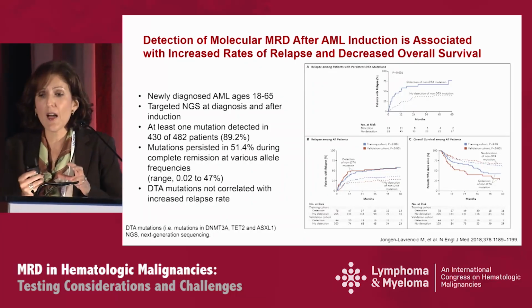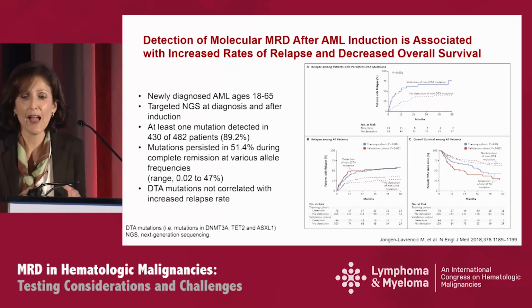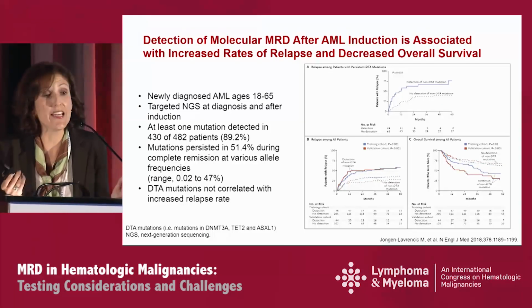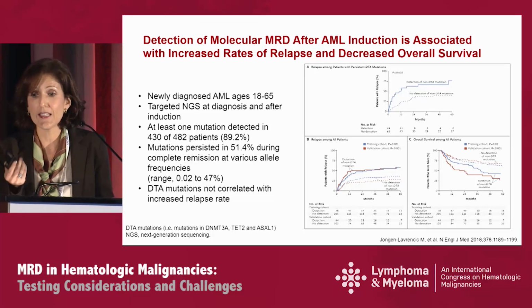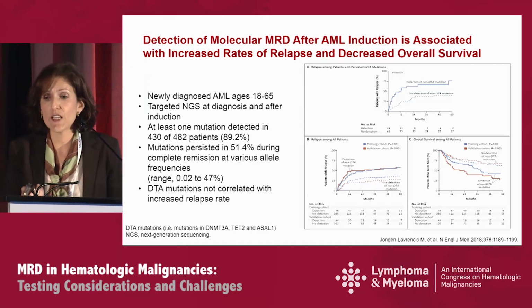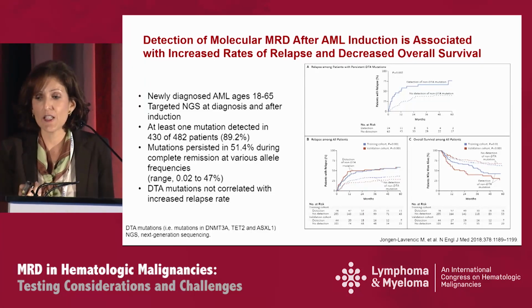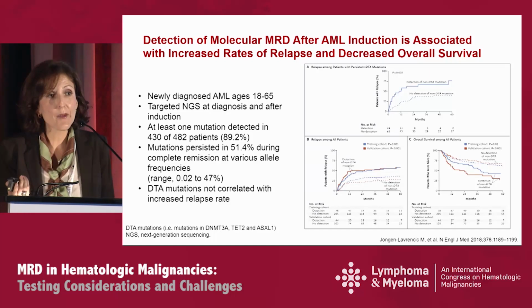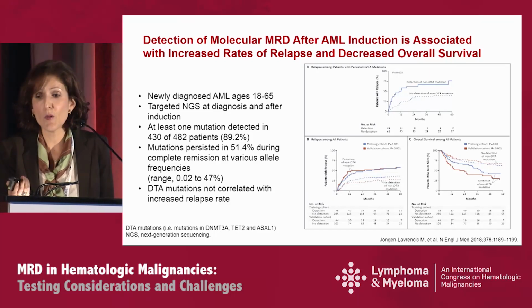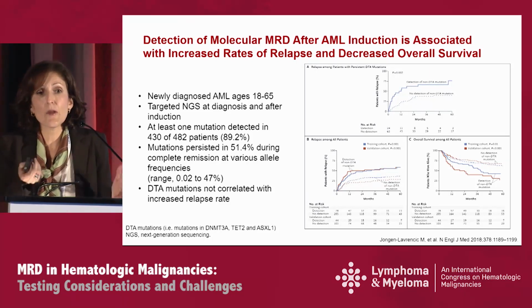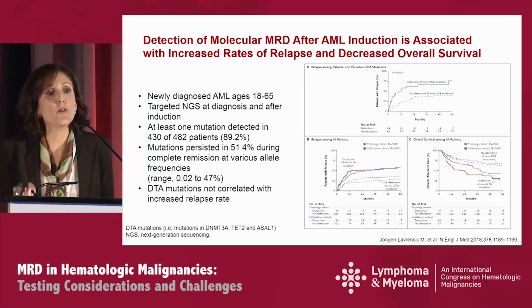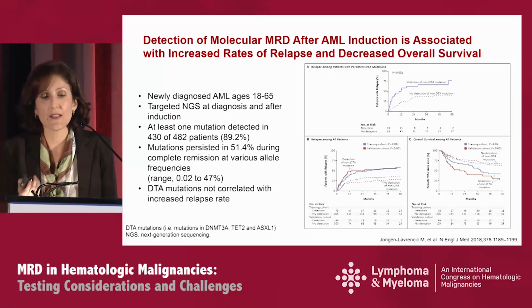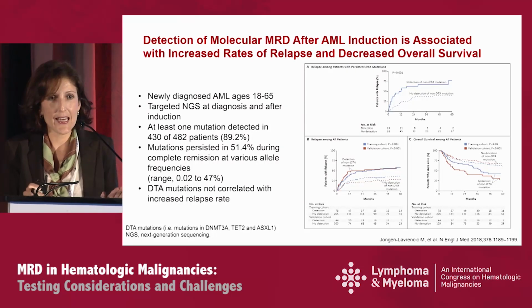If you look at newly diagnosed patients who have a collection of mutations, almost 90% here had at least one mutation detected at the time of initial diagnosis. When this came out in the New England Journal, everybody went crazy because basically the mutations were persisting in over 50% of the patients at the time of remission, not looking again at the DTA mutation.